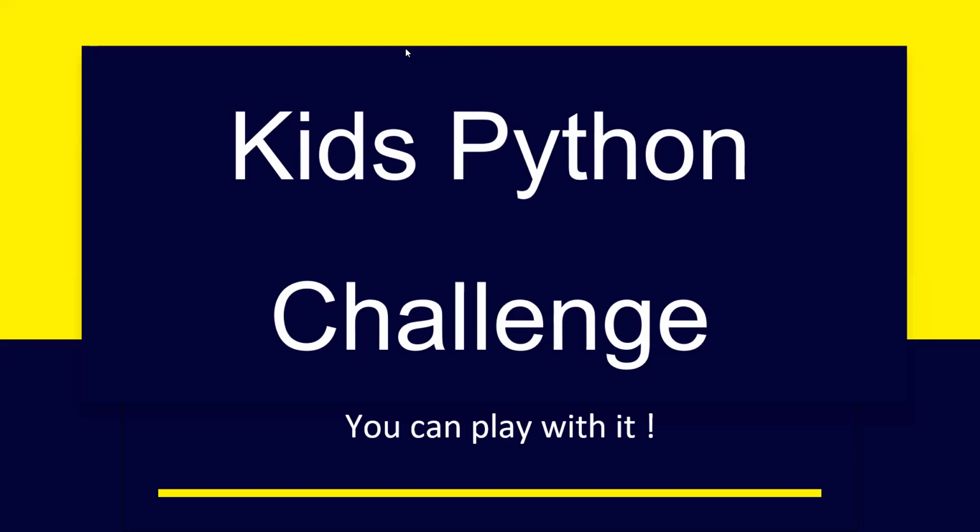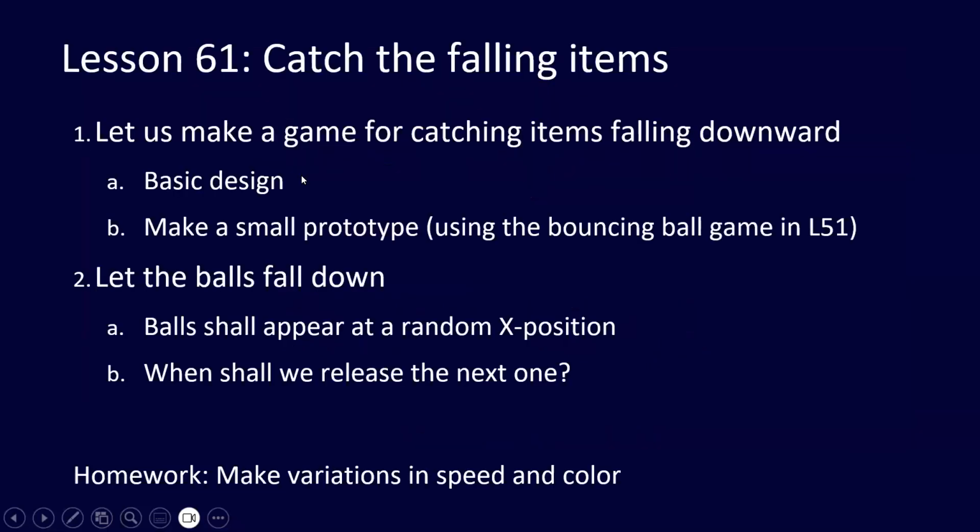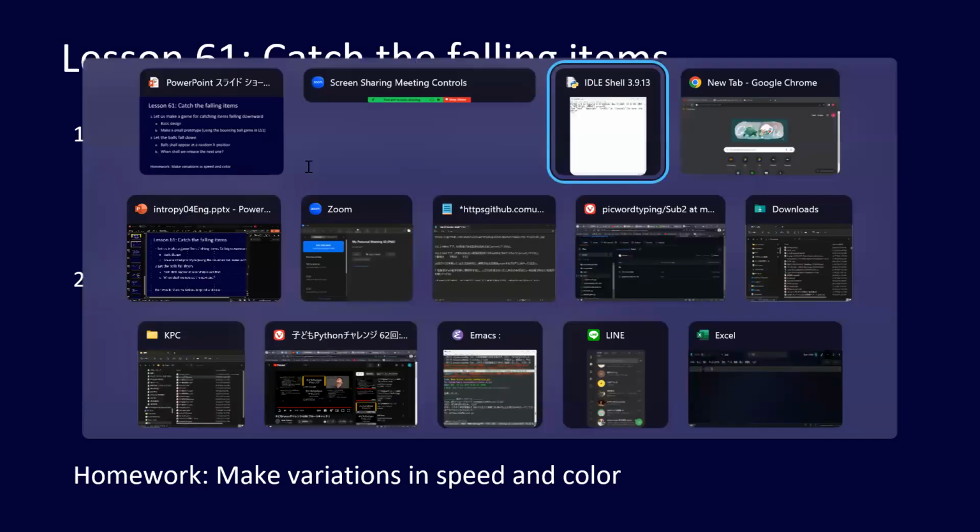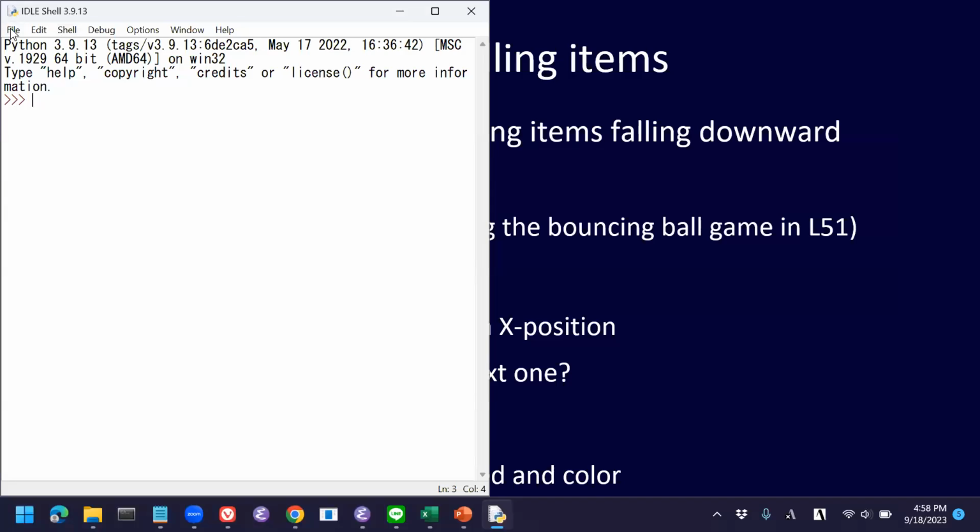Okay, so let's see where we were last time. Let's remember, that's the falling items. It was a circle, right? A ball is falling from the ceiling, and we wanted to make the ball fall at the beginning. So let's go back to the code and continue our work.